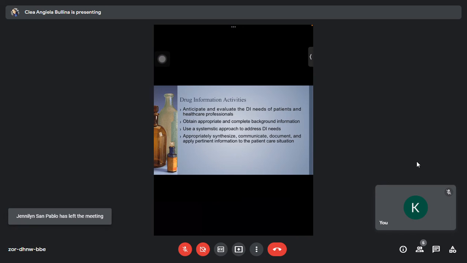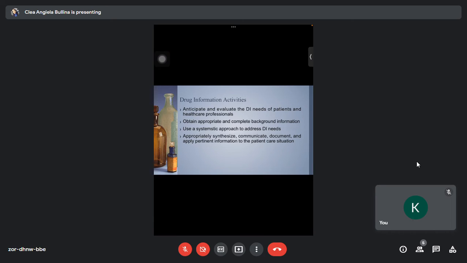Also, the use of a systematic approach to address drug information needs by effectively searching, retrieving, and critically evaluating the literature must also be a skill for an effective provider of drug information. Okay, so kapag gumagamit ka ng systematic approach, isa-isahin natin later kung paano ba tayo mag-approach sa ating i-inform na patient in a systematic way.